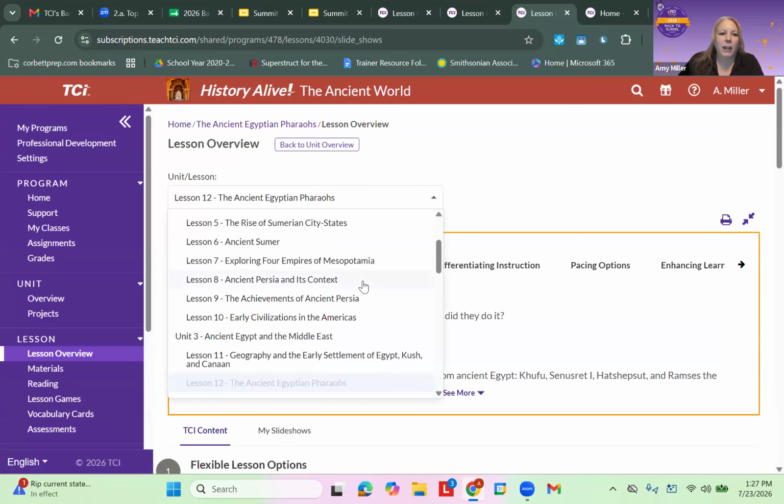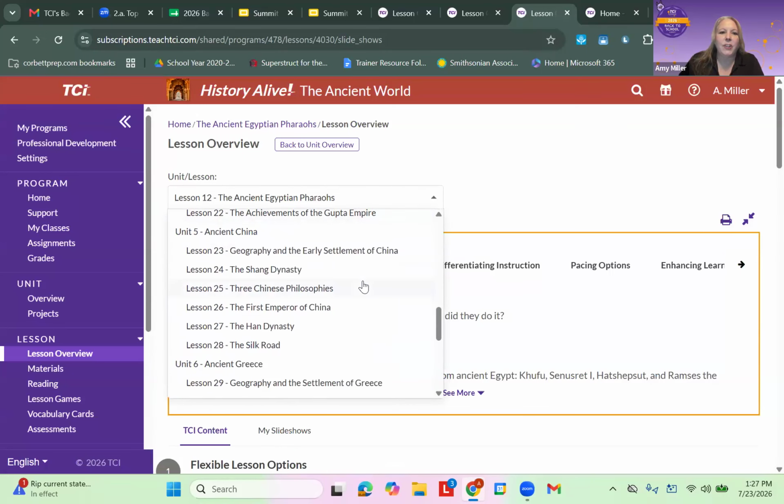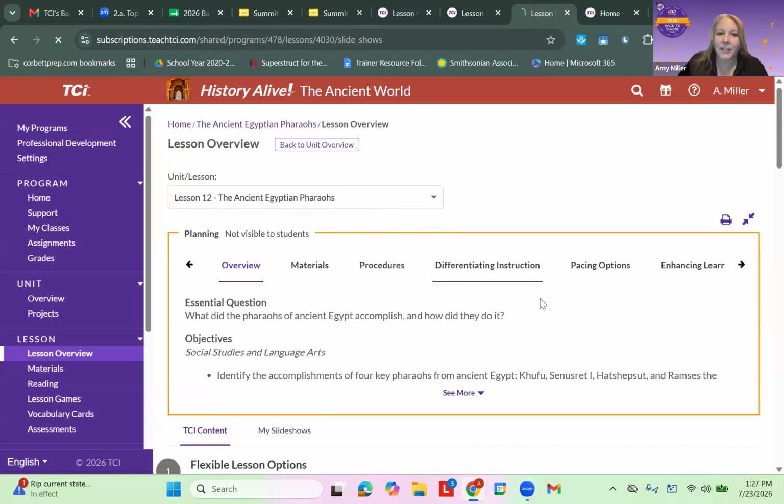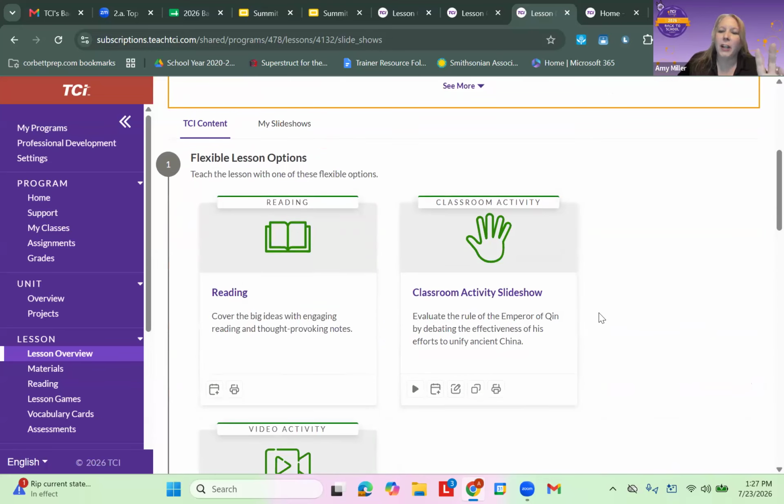Another lesson I want to highlight with you goes into ancient China. This one is not bolded in my list of top 10. However, I do want to highlight this one because of the first emperor of China, Emperor Qin. Talking about leaders, this is another activity where they evaluate the role of a leader, Emperor Qin, and they debate the effectiveness of his efforts to unify ancient China.